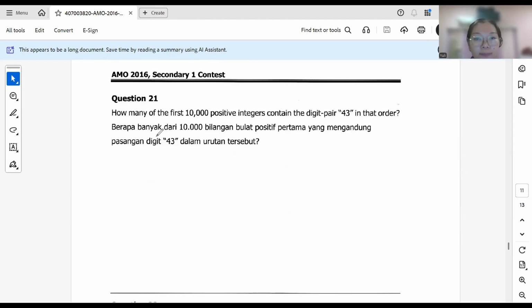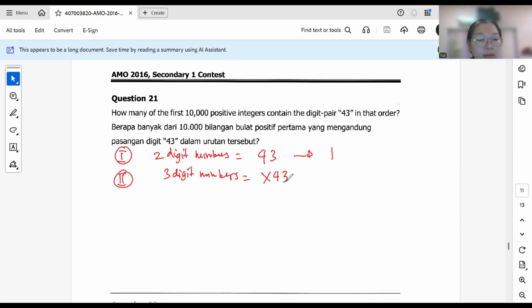For question 21, how many of the first 10,000 positive integers contain the digit pair 43 in that order? You have to list down. So for case number 1, 2-digit number. There is only 1 possibility. And then for the 3-digit number, the possibility is like this, or like this.